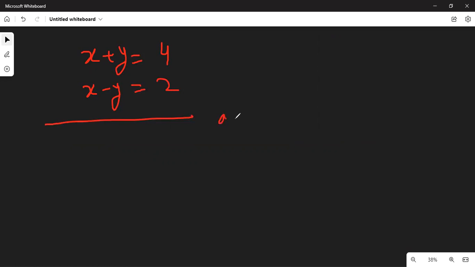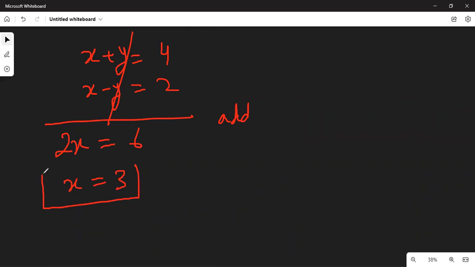Simply add. When you add, y and y is eliminated. So 2x is 6. We get x is equal to 3. Nice. And put x equal to 3 in, say, this equation. This was equation number 3. This was 4, right?